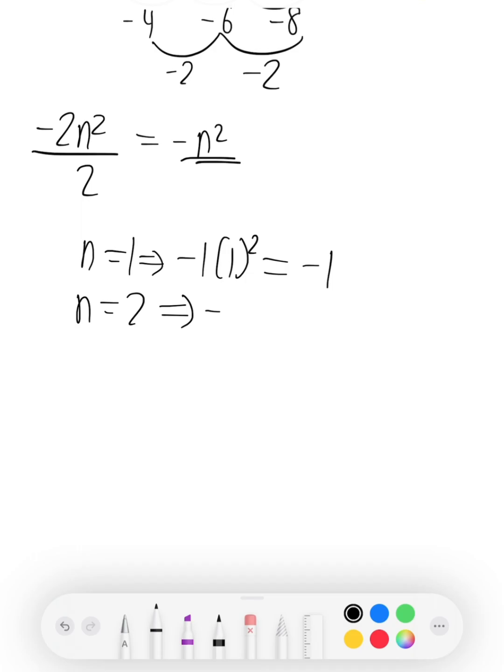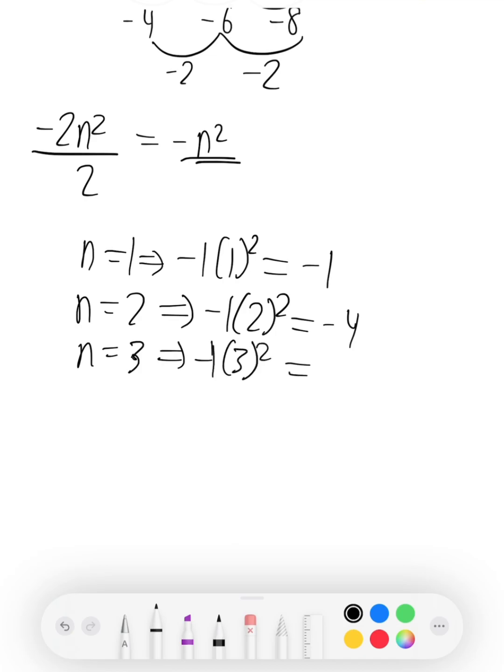N equals 2, -1 times 2 squared. 2 squared is 4, multiplied by a negative 1 will give me negative 4. When n is a 3, negative 1, 3 squared will give me 3 squared is 9, multiplied by a negative 1 is negative 9. And when finally n is 4, negative 1, 4 squared will give me 4 squared is 16, multiplied by a negative 1 is negative 16.